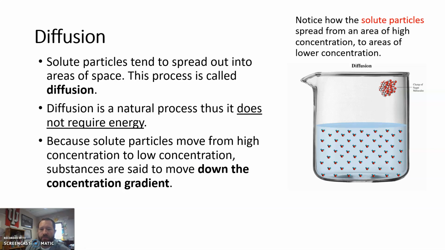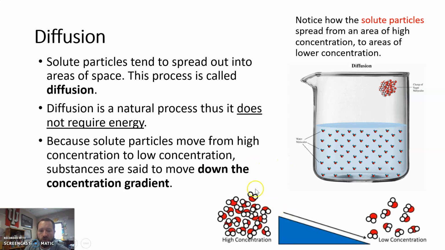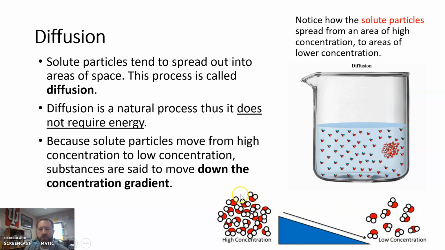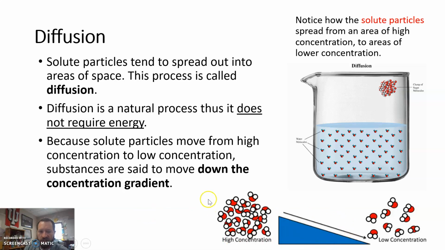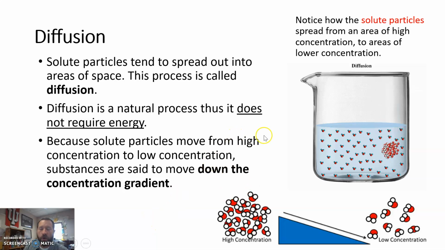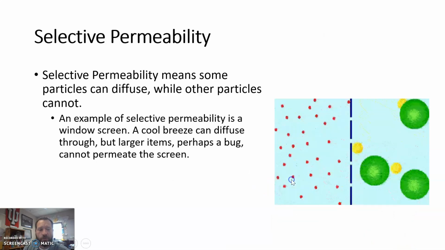Now, because we say particles are moving from high concentration to low concentration, we oftentimes use the term down the concentration gradient. So from high down to low. It's a natural process down the concentration gradient. And we'll use that term, down the concentration gradient, quite often in the next couple of chapters here. So things move from high to low concentration, and again, that's a natural process.